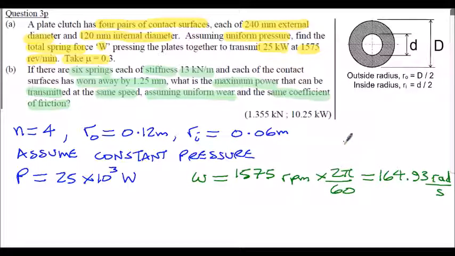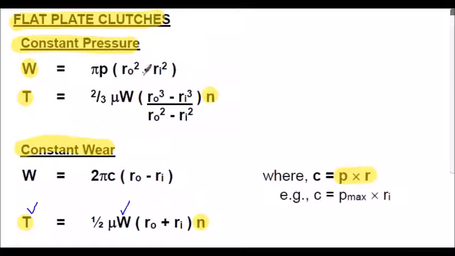We've got to find the spring force applied that's pushing the plates together here. Find the force W in this case. So how am I going to do that? Well, I've got the torque given to me in the question, so we're talking constant pressure here. In the question, they've implicitly given me the torque because I can find it from the power and the speed.